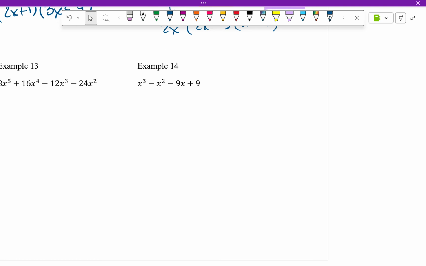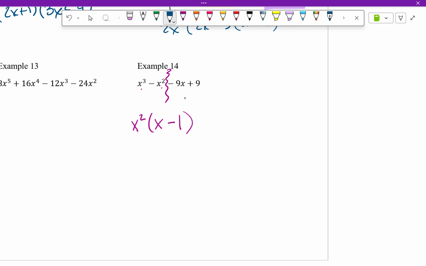Not this time. How many terms do we have? 4. What does that mean? What type of factoring do I have to do? Grouping. Good. So we're going to do the Ballard squiggle in the middle. Look at the first group. What is the greatest common factor of the first group? X squared. What times x squared is x cubed? X. What times x squared is negative x squared? Negative 1.